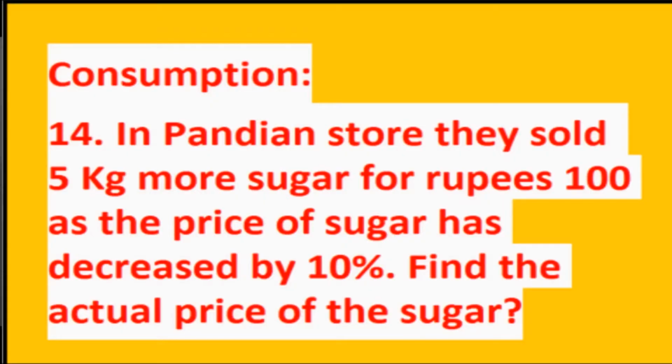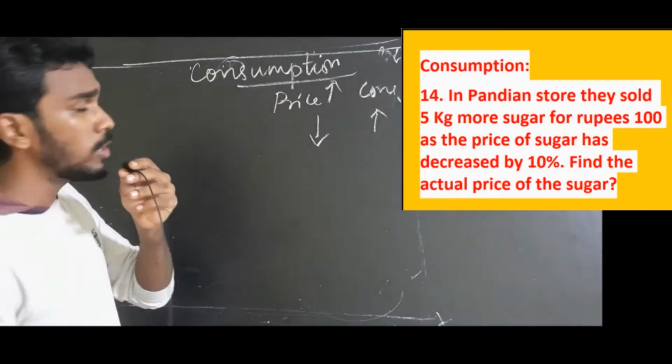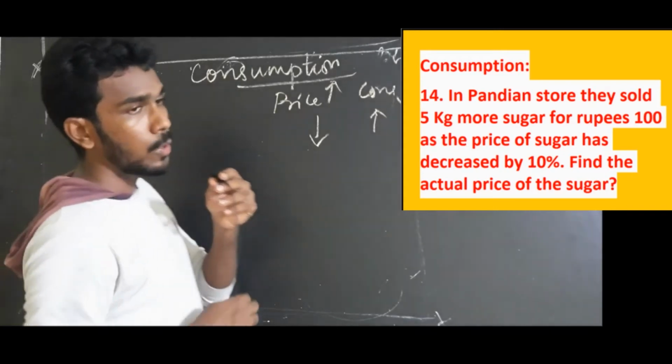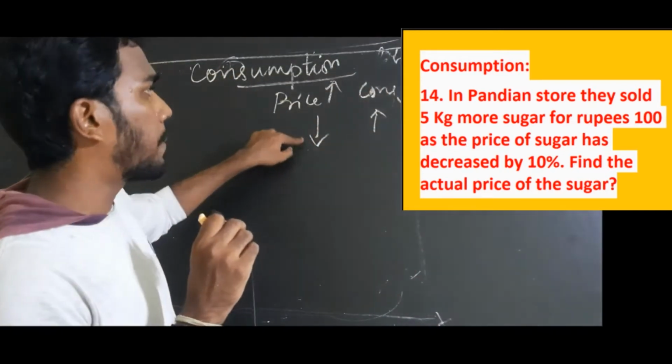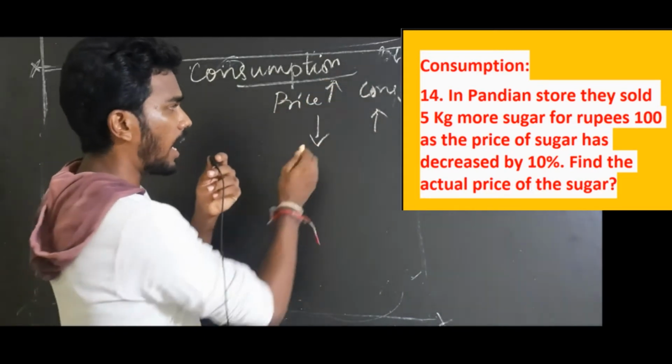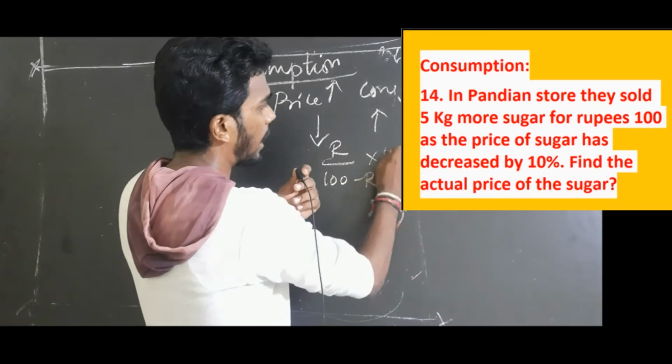In Pandian store, they sold 5 kg more sugar for rupees 100, as the price of the sugar has decreased by 10%. Find the actual price of the sugar. Here they are not asking you the percentage, they are asking you the price of the sugar. So normally in this scenario, price is decreasing, that's why they are providing you more sugar. So it comes in a second category, price decrease, consumption increases, and as I said, you will be using a formula R divided by 100 minus R into 100 to calculate the percentage.